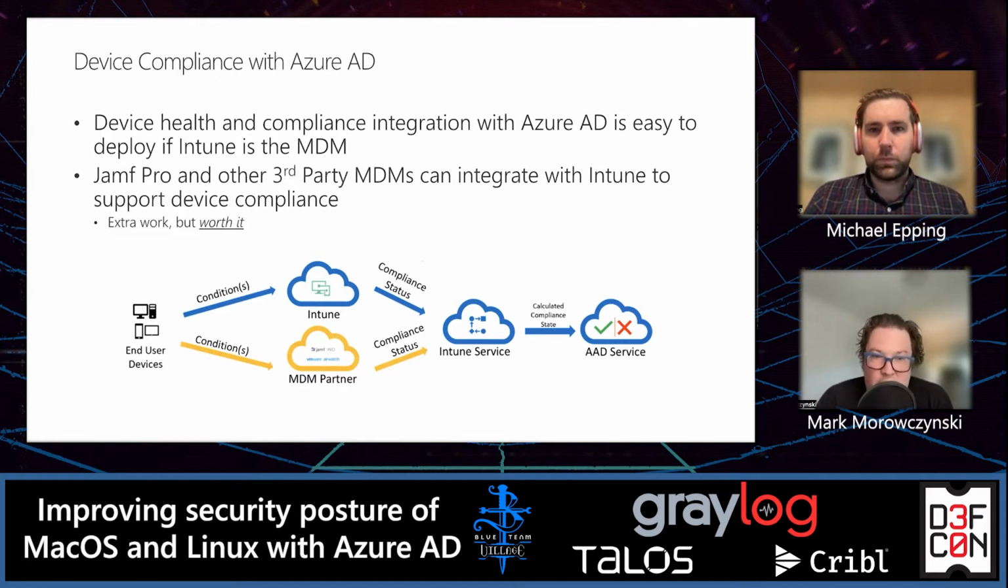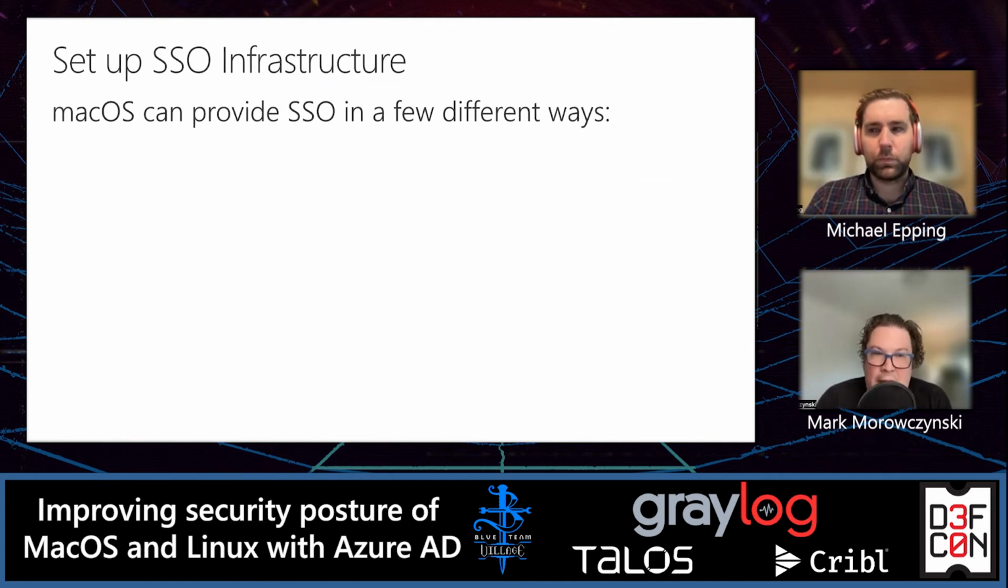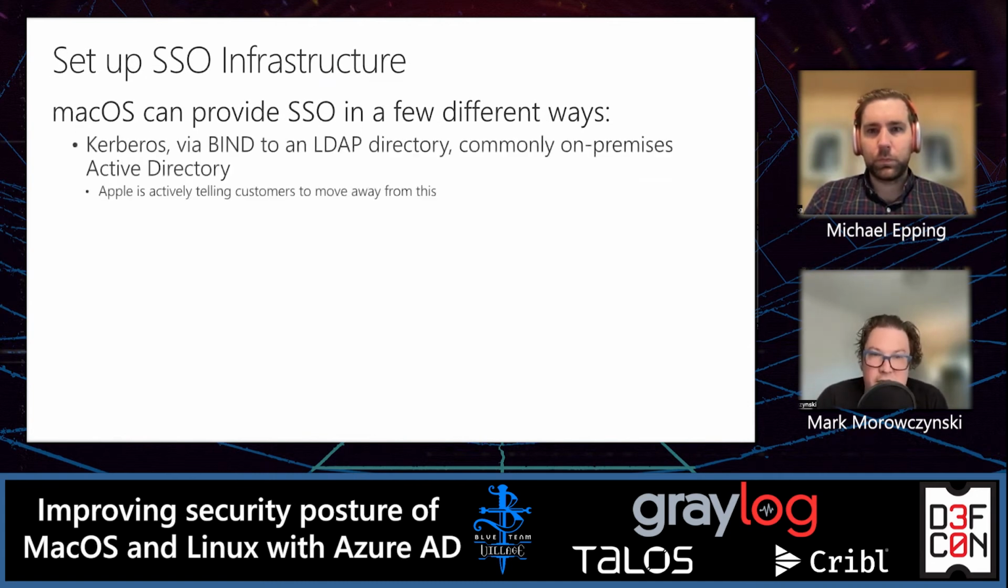Okay, so let's now talk about single sign-on. On the Mac, there are a few different ways you can do single sign-on. If you've been using Macs for a while, you may be familiar with the bind method. This is where we bind it to an LDAP directory. Commonly, this is going to be Active Directory, and this allows us to get Kerberos tickets and do single sign-on to those Kerberos resources.